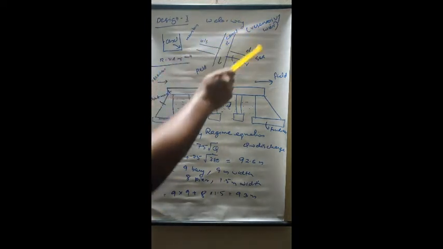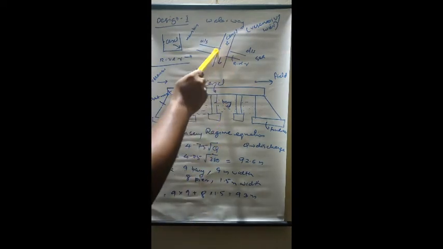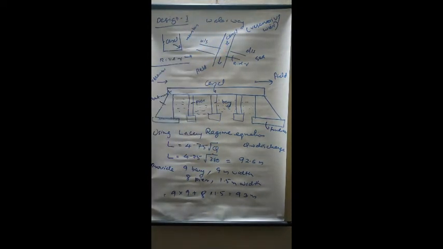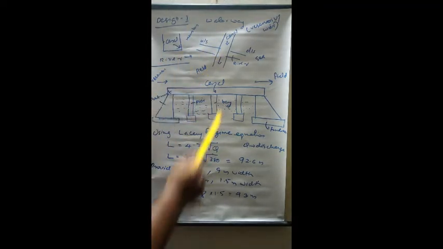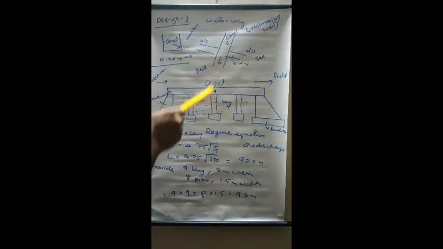So this is the case of the aqueduct, and in this region we need to provide the cross drainage work. It is similar to a bridge carrying vehicles across the river.